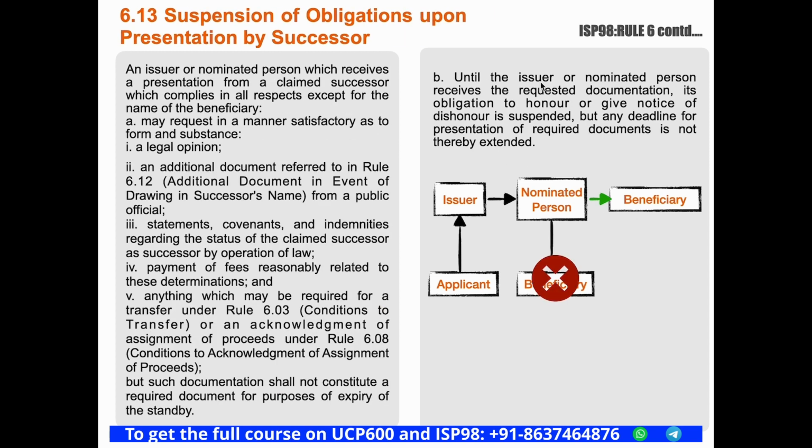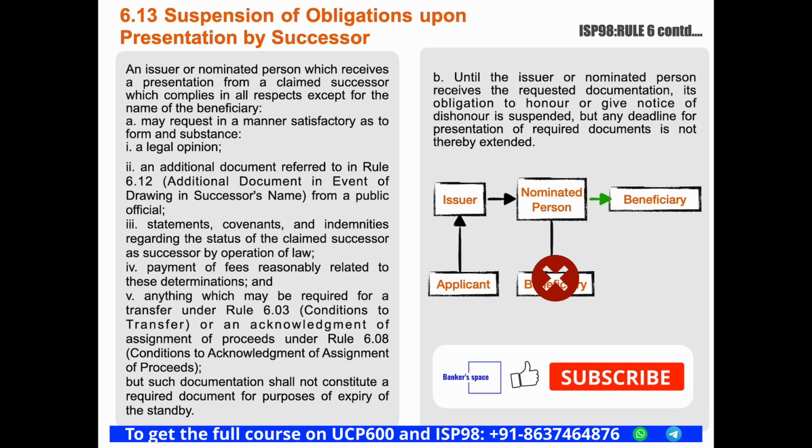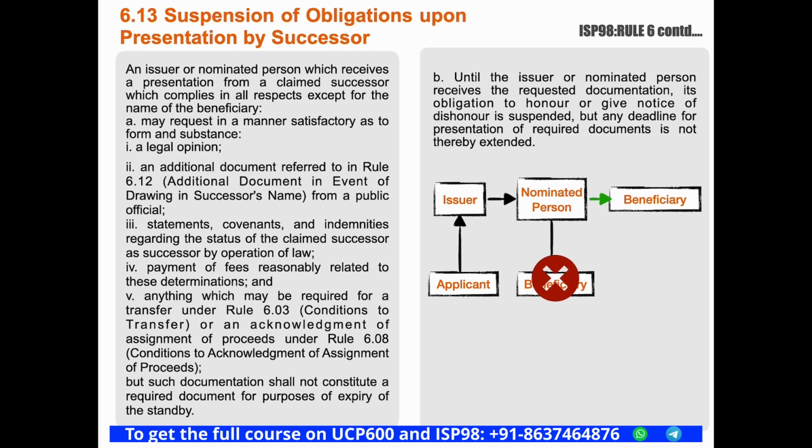Next one, until the issuer or nominated person receives the requested documentation, its obligation to honor, give notice of dishonor is suspended. But any deadline for presentation of required document is not thereby extended. This means if the issuer or nominated person asks for any such additional documents, then until getting such required documents, their obligation to honor or give notice of dishonor is suspended. But for the beneficiary, there is no extension in deadline for submitting the documents required under the standby. Remember, this deadline not extended thereby is applicable to the documents required under the standby and not required by the issuer in addition to that required by the standby. Note this very carefully, right?